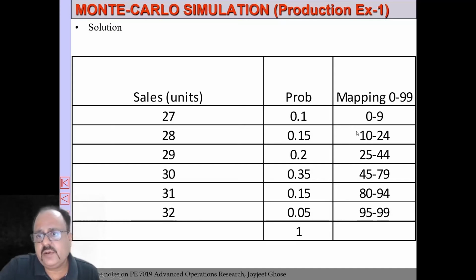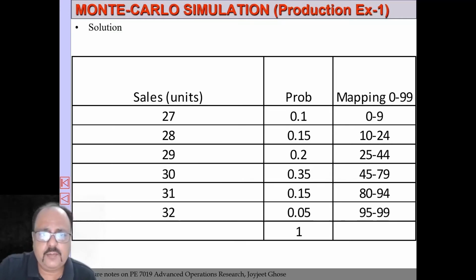So if the random number is between 10 to 24, it will be 28, so that is 15%. So that probability we are matching. Likewise, we'll map it up to 99. So if it is 32, the probability is 5%, then it is 95 to 99. So likewise, we will be mapping it and we'll generate the random numbers.